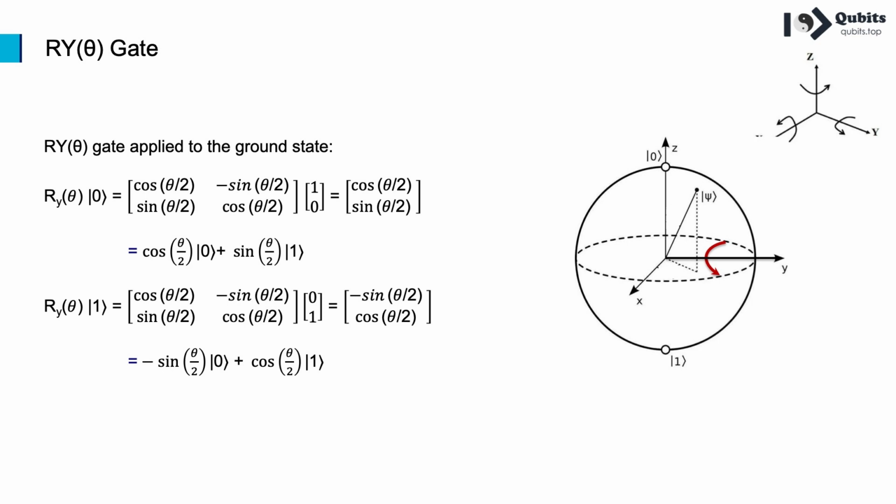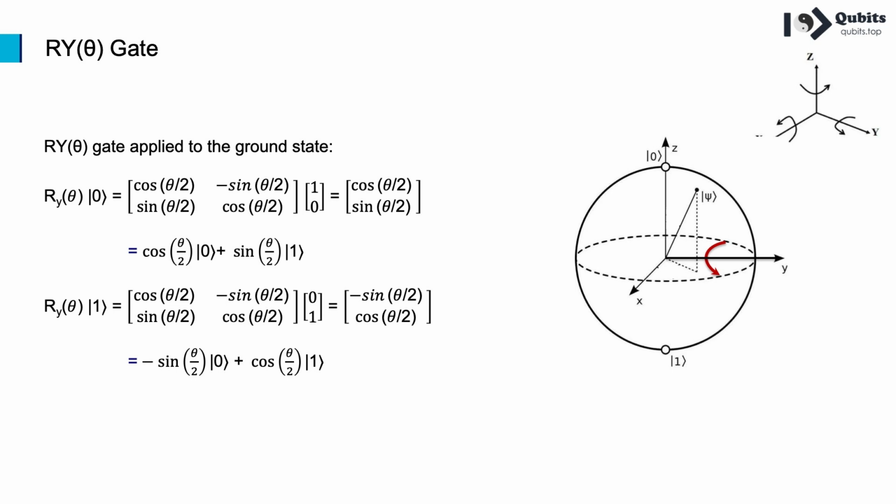The RY gate is a quantum gate used to rotate the state of a qubit around the y-axis by a certain angle, denoted by theta. When the RY gate is applied to the computational basis state ket0, the resulting state is a linear combination of ket0 and ket1 with a phase determined by theta. Specifically, the state after the RY gate is applied is cosine of theta over 2 times ket0 plus sine of theta over 2 times ket1.